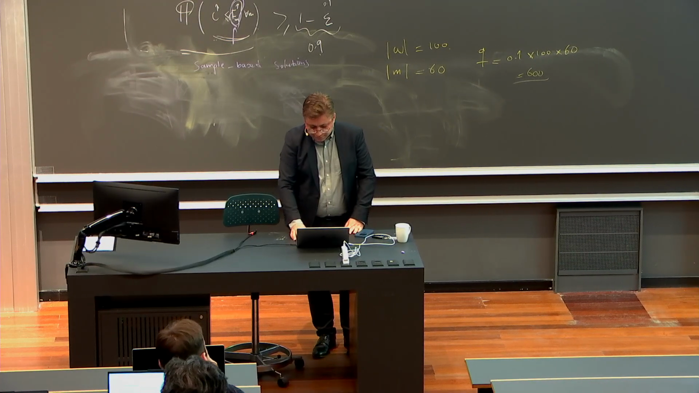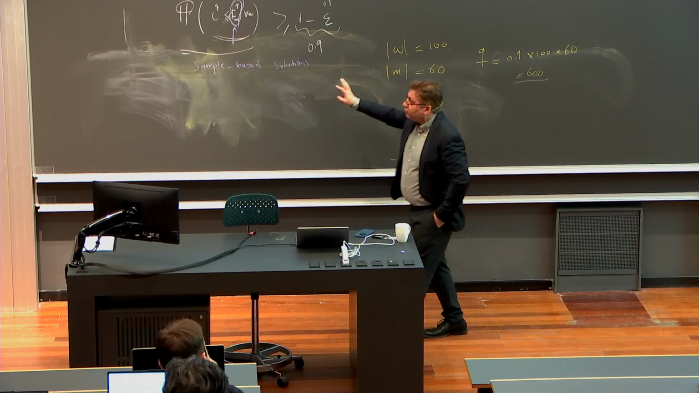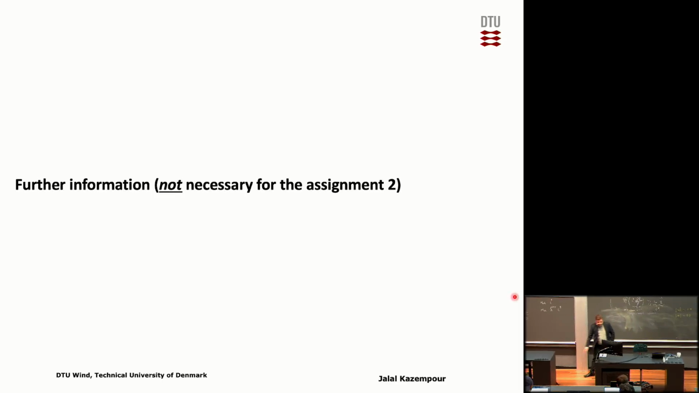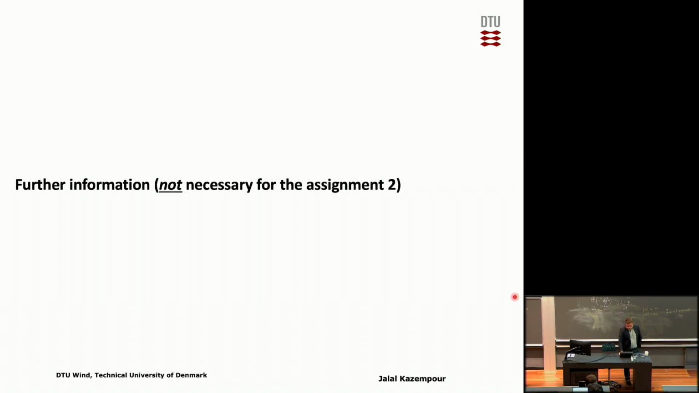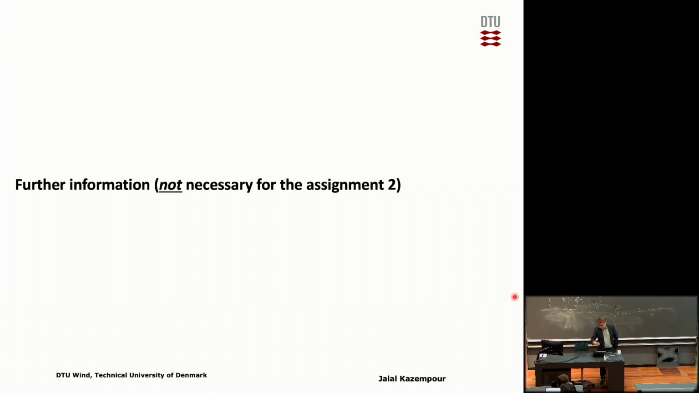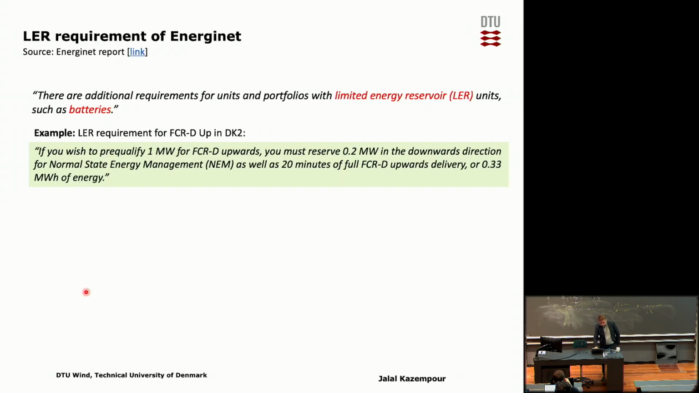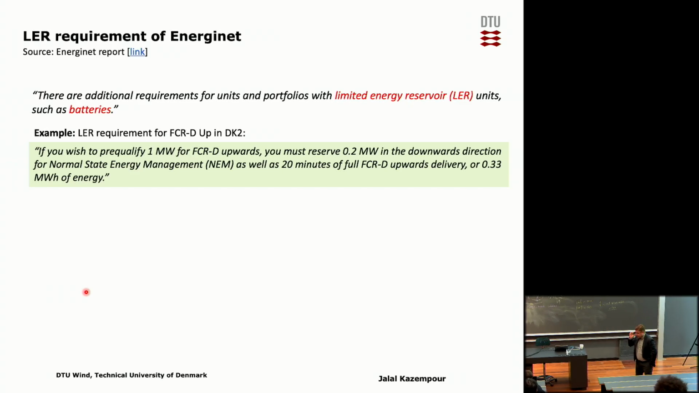Now let me move on. What I'm teaching now, from now on, is not part of your assignment. Energinet has extra requirements for stochastic flexible units like batteries, those assets with limited energy reservoirs. So on top of P90, Energinet has something called the LER requirement. LER stands for limited energy reservoirs, like batteries.